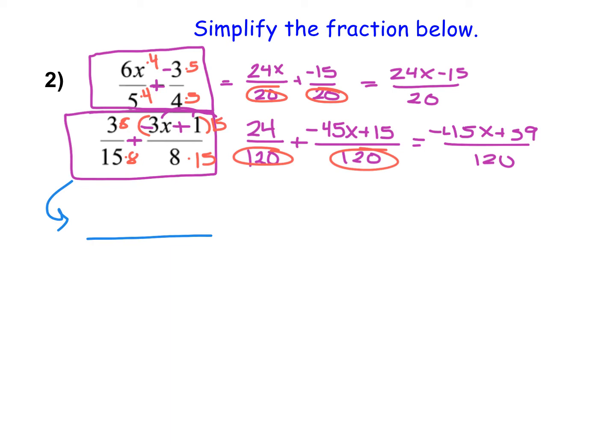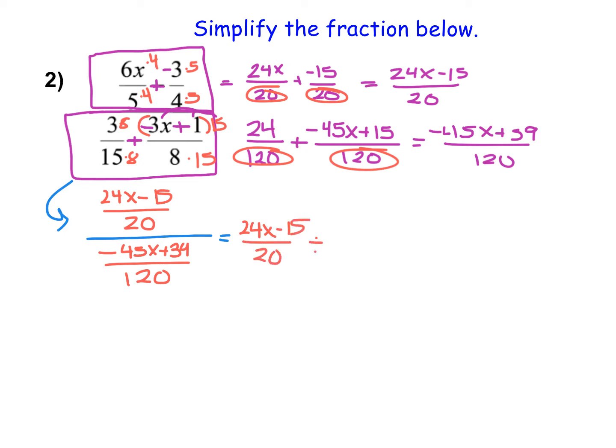In my numerator, I have 24x minus 15 over 20. And in my denominator, I have negative 45x plus 39 over 120. So now from here, I can simplify this by turning it into a division problem and using rational division. So if I turn it into a division problem, I end up with 24x minus 15 over 20 divided by negative 45x plus 39 all over 120.